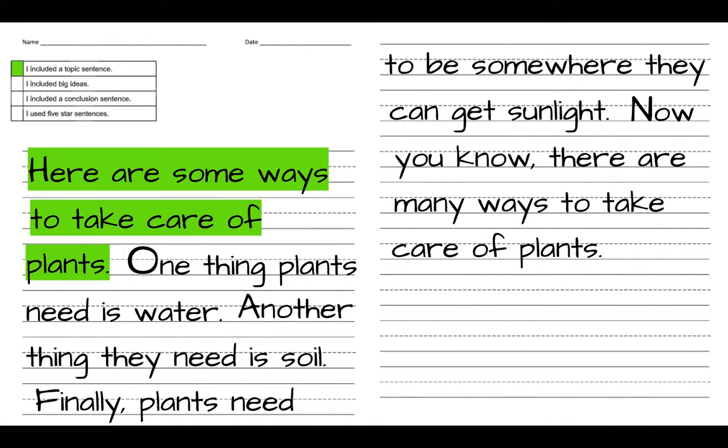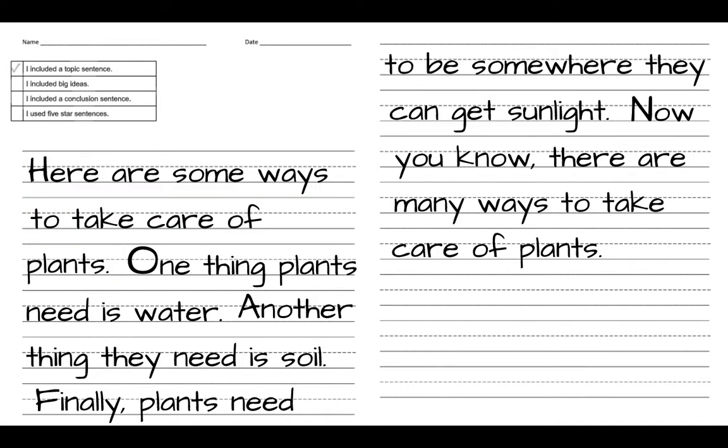So here are some ways to take care of plants. That is my topic sentence. Since I found it and know for sure I have it, I can put a check mark on my list. That's there. If it wasn't there, then I would need to make sure that I add that to the top of my writing. And in some cases, if you really did forget it, which sometimes you do, you could use this space right here to write it, or you could get another piece of paper to add on.